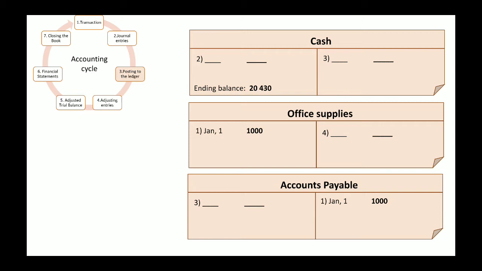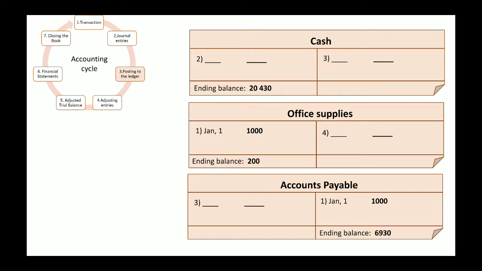After all accounts are transferred, we can derive the balances of each account. So, how much cash do we have at the end of the year? As shown in the ledger above, the company has $2,430 at the end of the period.